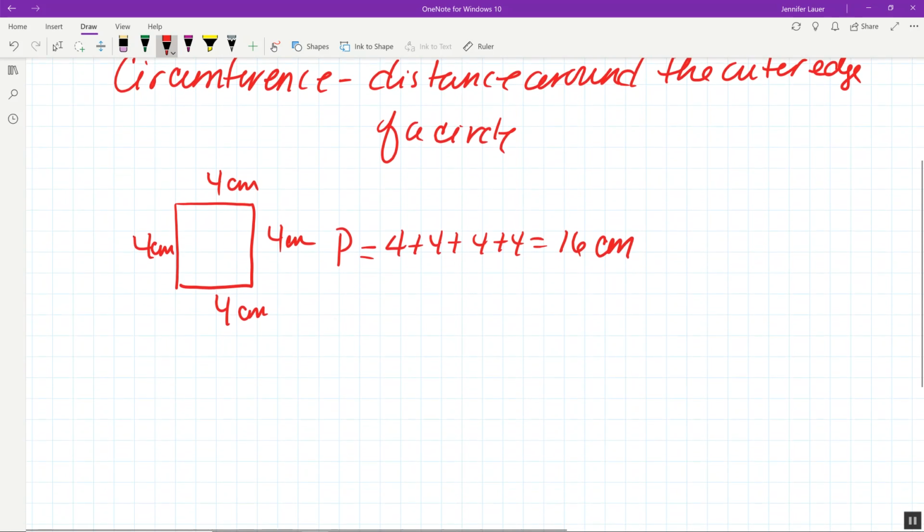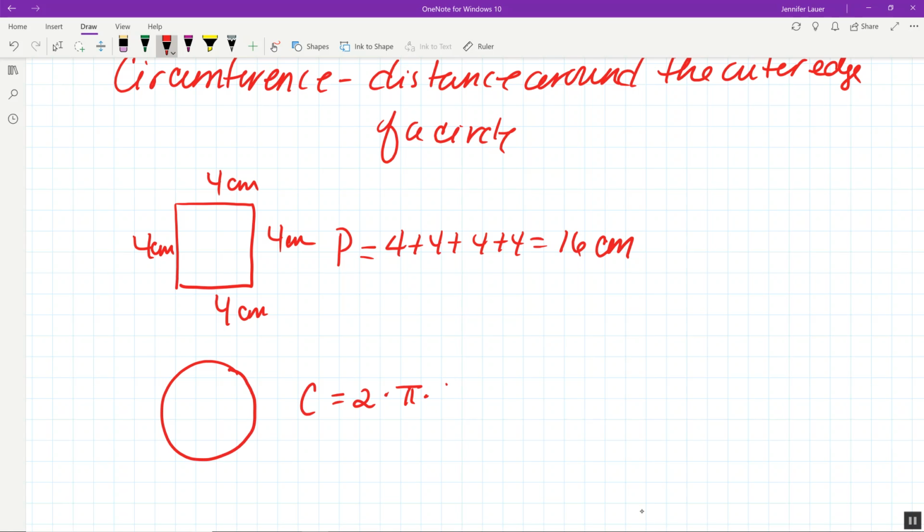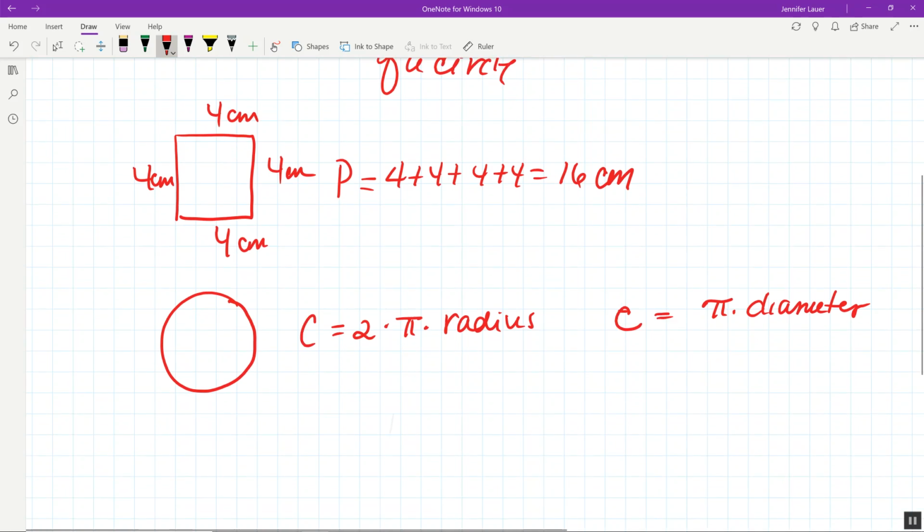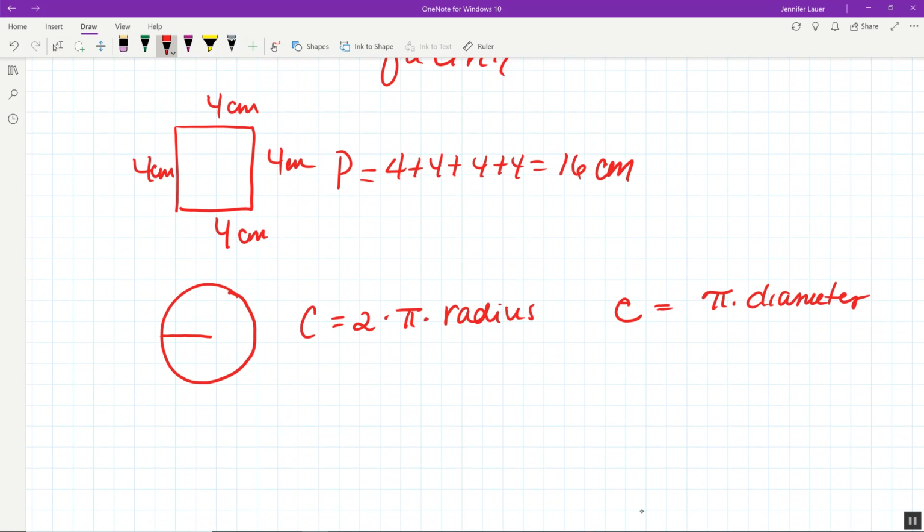Now the same thing works for a circle, except with a circle you have a formula. So this is something you would want to have on your reference card or your reference notebook or your reference sheet, whatever you're using. So the circumference of a circle is equal to 2 times pi times radius. This is one of them. Or you can say the circumference of a circle is equal to pi times diameter. Now, if you don't understand what diameter and radius is, I hope you do for Algebra 2, but who knows?